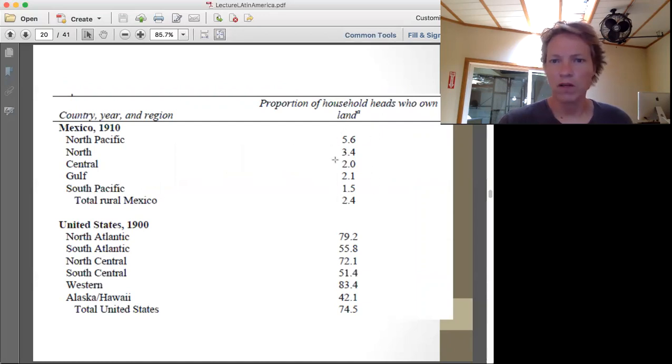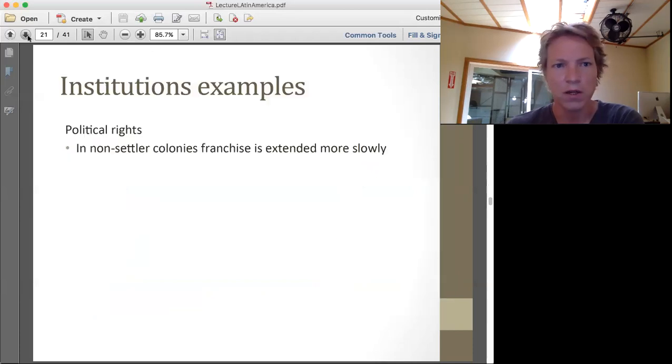So very low levels of land ownership in the early 1900s in Mexico versus incredibly high ownership in the US. Now, also notice in this data in the US, you can see the difference between the North and the South. Remember, the South is much more extractive, and you can see the rates of land ownership in the South Atlantic and South Central are much lower than in the West or in the North. So you can even see those differences between extractive and settler colonies play out within the U.S.